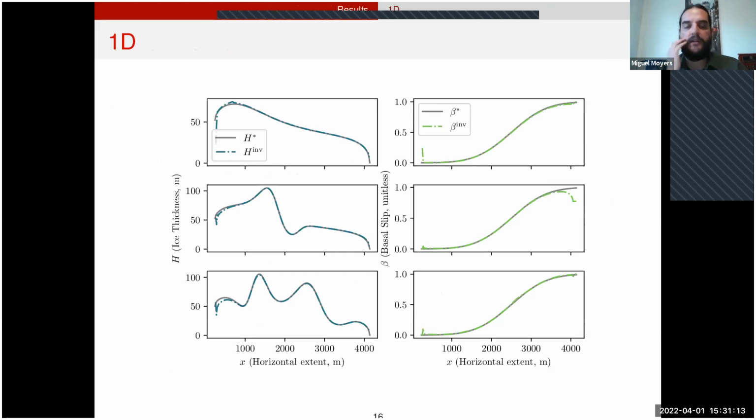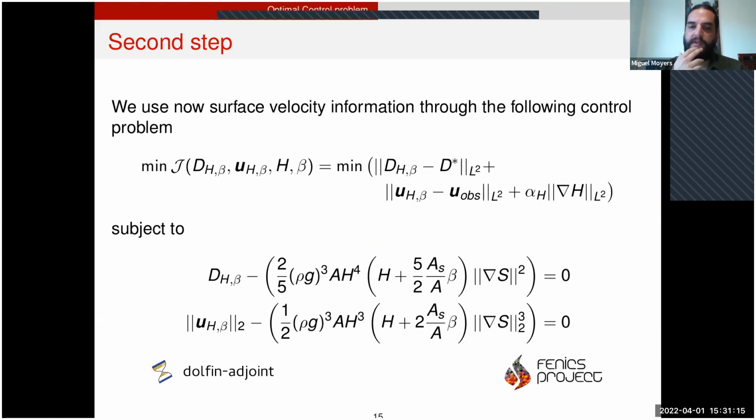So the first results I want to show you are in 1D. So we just have everything in 1D. By the way, I should say that to avoid the inverse crime, we produce synthetic data on a very fine mesh, and we reconstruct on a coarser mesh. So that's one of the ways that you can avoid the inverse crime. And the other one is to put noise into your synthetic data. We do that for 1D; for 2D, Liz is working on that.